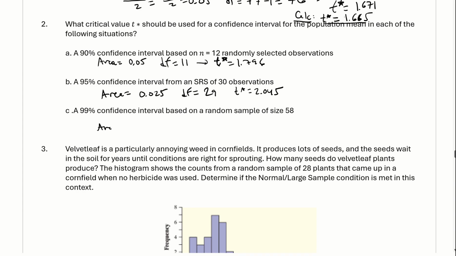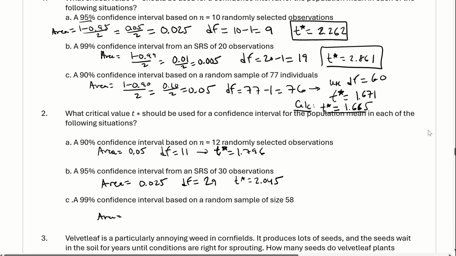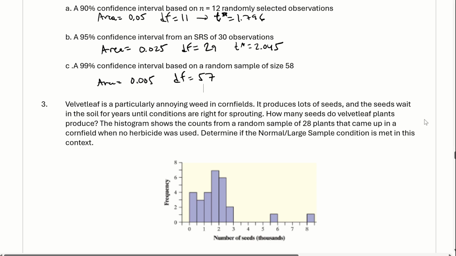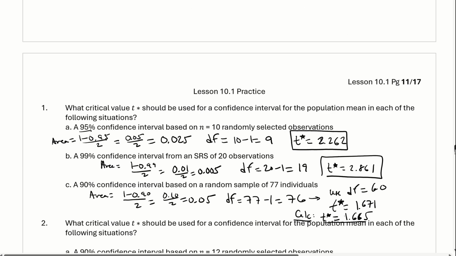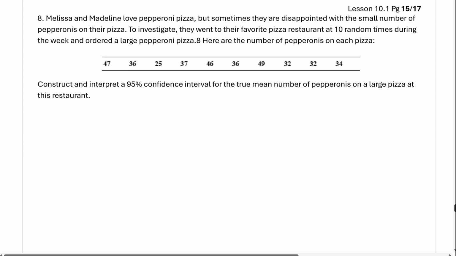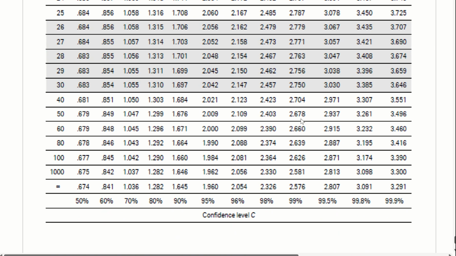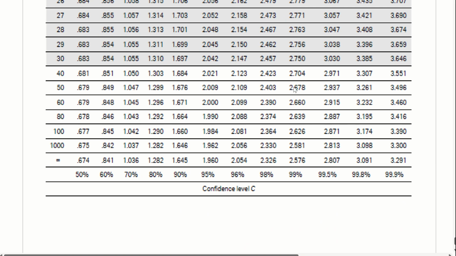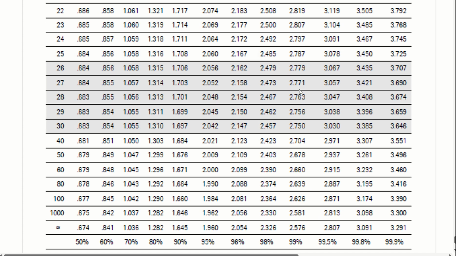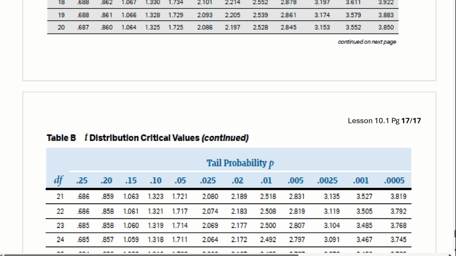Okay, and then 99%, the area is equal to 0.005, and then your df is 57, random sample of size 58. And so we can't use 60, so we're going to end up using 57 and then 0.005. We want to use 50, because that's the biggest number that is smaller. Okay, so 2.678.